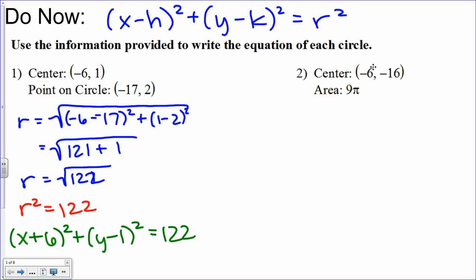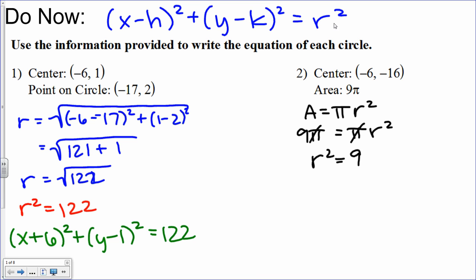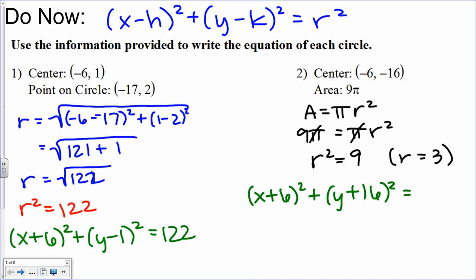On this one, we already have our center, we know our h and k, so we just need to find our r. What you need to remember is that area is equal to pi r squared. So I can set 9 pi equal to pi r squared. Well, what we talked about last time is those pi's really just cancel, so you know your r squared equals 9. Again, since r squared's in the formula, you don't have to keep going. If you want to, you can figure out that r equals 3 when you square root those. That's perfectly fine. But for your actual equation, you don't need that. When I go to fill this in then, it's going to be x plus 6 squared plus y plus 16 squared equals 9, and you are done.